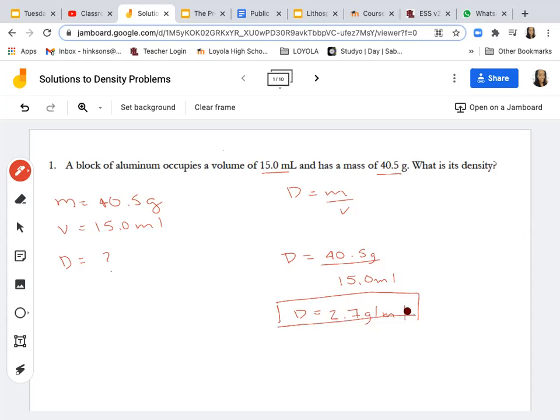Give yourself a nice big check mark. Yeah. Nice big check mark.